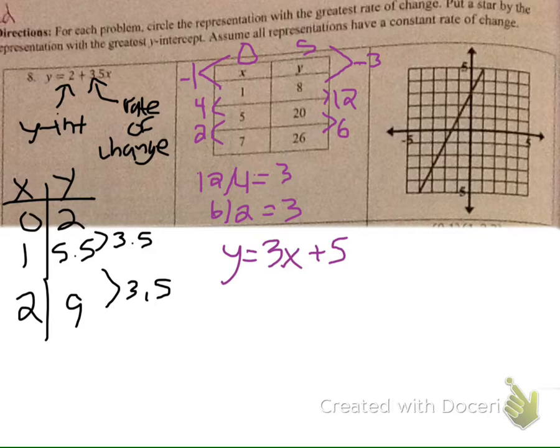Okay, now for the last one, doing from my graph, I need to find 2 points that go through the grid lines perfectly to make my slope triangle. I'm going to use that one and this one, and then make my slope triangle. It's going up 1, 2, 3, 4, and it's going over 2. And I do rise divided by run, which gives me 2.